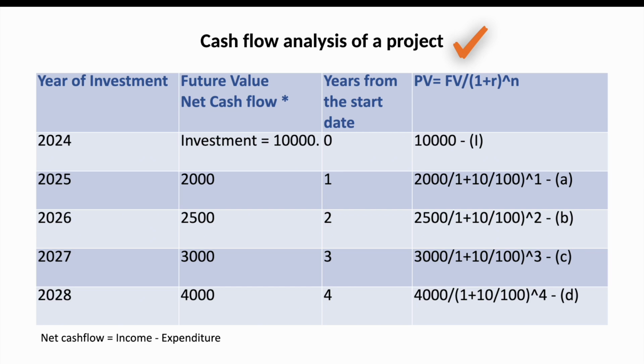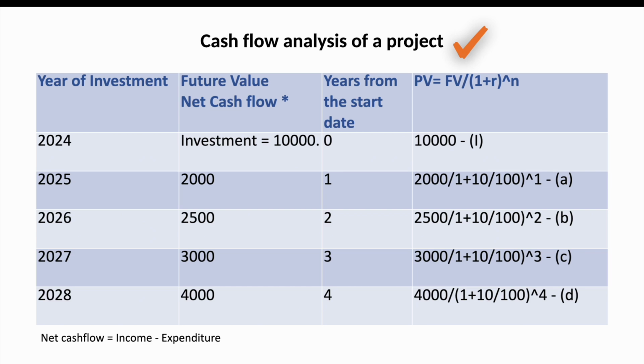So in 2025, I'm getting 2,000. I'm getting it after 1 year, so n has a value of 1. The equivalent present value is the future value, that is 2,000, divided by 1 plus 10 by 100, assuming the rate of interest is 10%, to the power of 1. So A is the equivalent present value of the 2,000 which I'm going to get in 2025. Let us call it A.